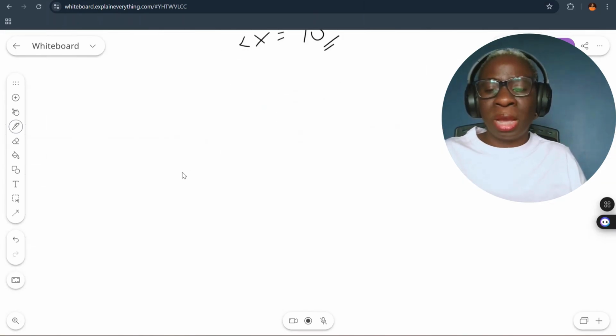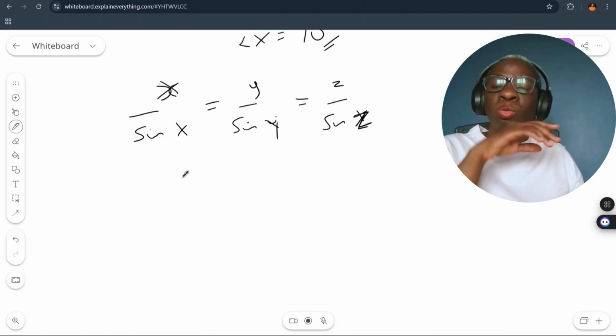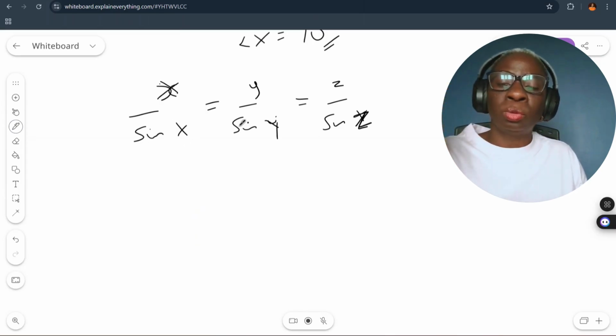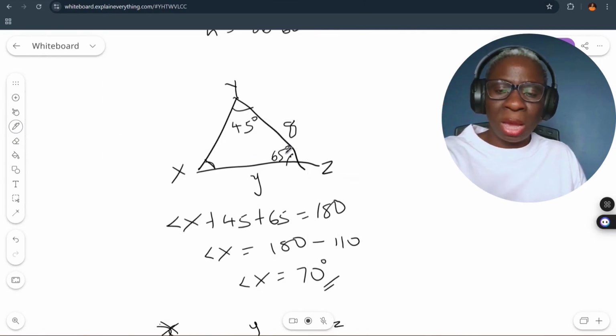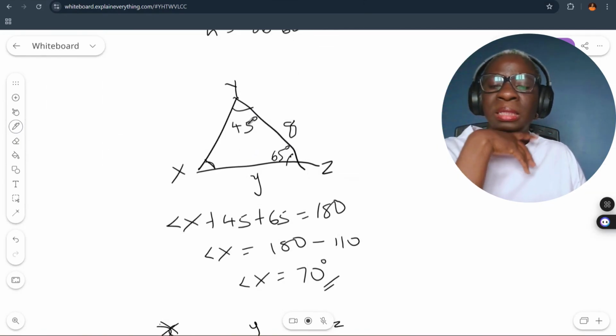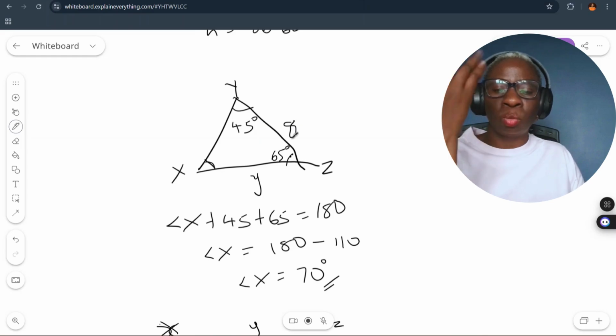For sine rule, we have x over sine x equal to y over sine y, and then equal to z over sine z. We use this when we have maybe two angles and one side, and we are looking for one side, or two sides and we are looking for one angle. So from here now we have two angles, we have one side. Angle Y has its own side, then angle X has its own side.